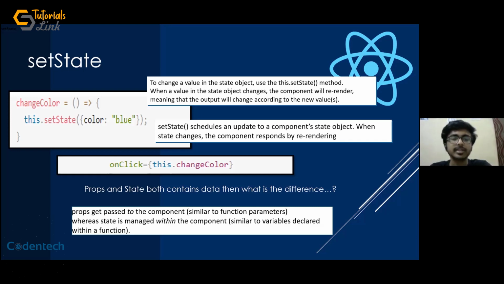This is the difference. Props get passed to the component similar to function parameters, whereas state is managed within the component similar to a variable declared within a function. So you can think of it as a scope also, but it is not basically scope, I'm just giving a reference that you can think of it as in scope.